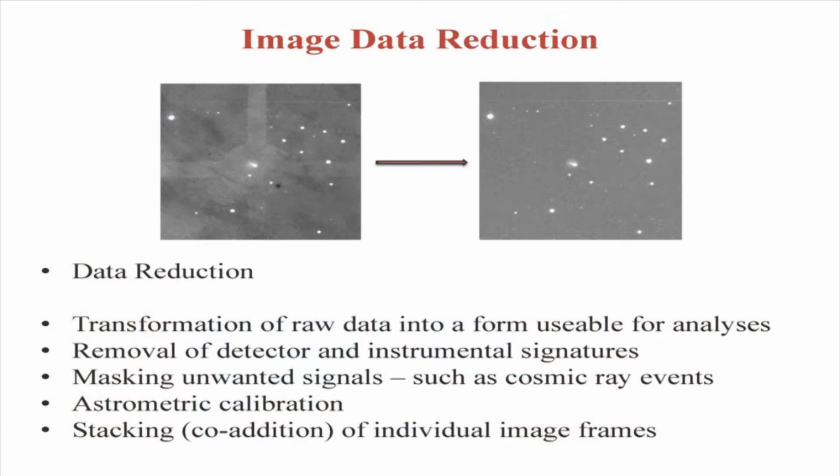So what is image data reduction? It's nothing but the transformation of the raw images that you get from the telescope, from your detector, into something meaningful enough for you to do science with. What do you need to do? You need to remove the detector and instrument signature from your images, and then remove all unwanted signals like cosmic ray events, which have nothing to do with the object of your interest.